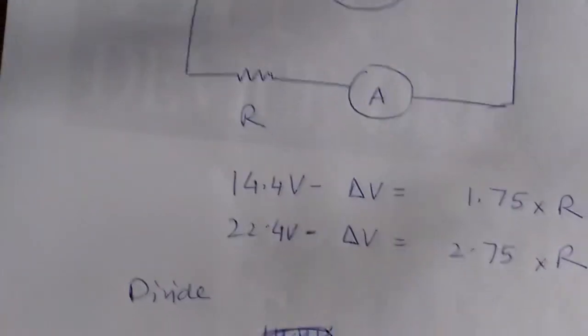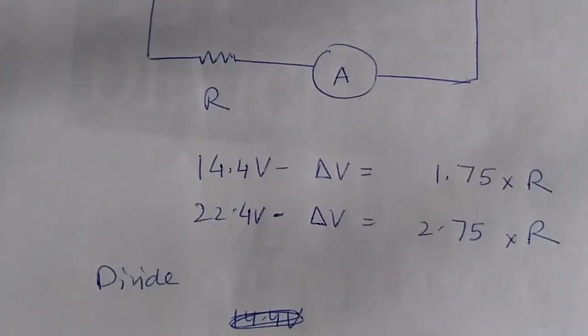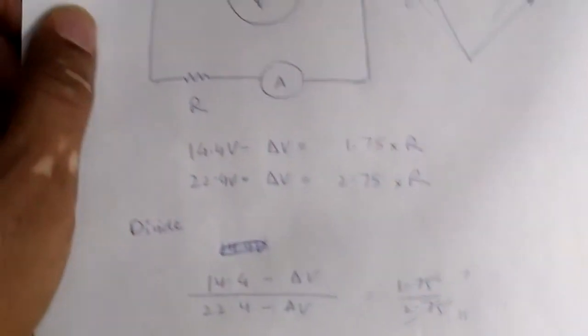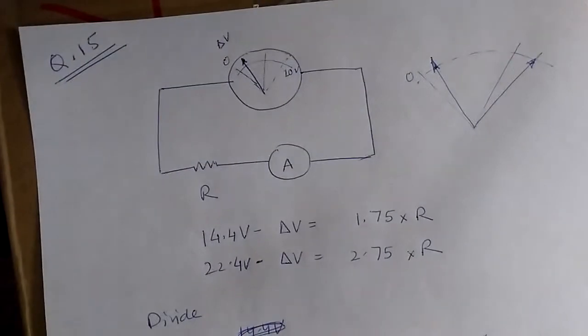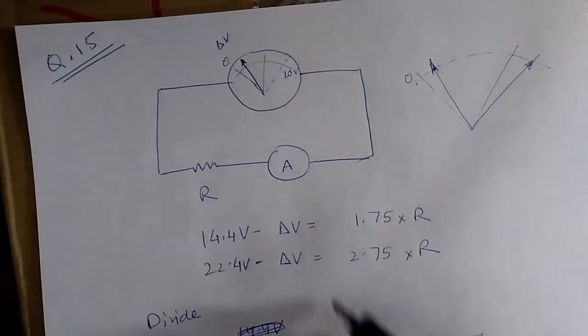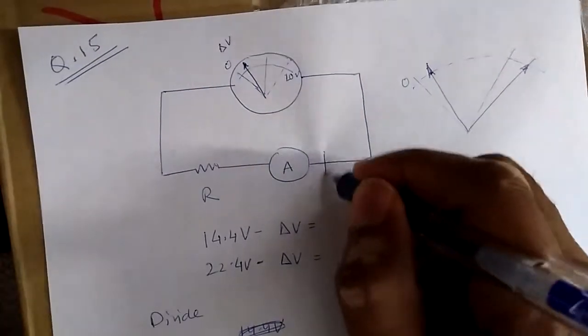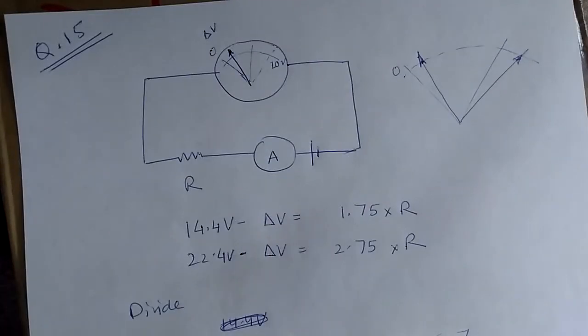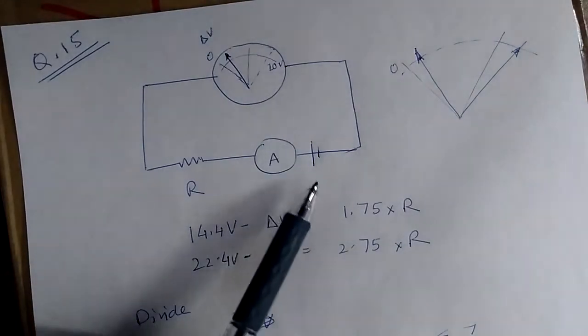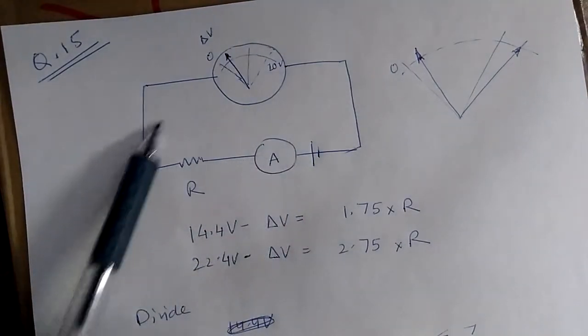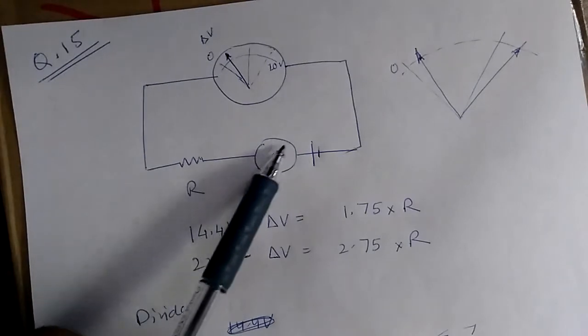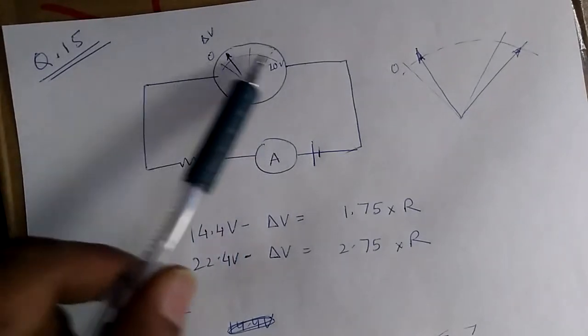So typically the circuit looks something like this. Let's say we have a battery connected something like this, and because of this battery, when we connect it, there's a current flow in this direction, and we get an ammeter reading and a voltmeter reading.